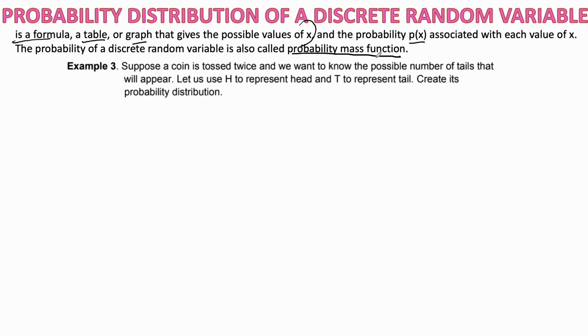We'll try to solve this example 3 and we will depict kung ano nga ba ang sinasabi doon sa definition ng probability distribution. Okay? So ito nga, suppose a coin is tossed twice and we want to know the possible number of tails that will appear. Diba? Nagawa na natin to kanina. Yung possible outcomes niya, diba meron tayong head-head, head-tail, tail-head, or tail-tail. Diba? At yung binilang nga natin, possible number of tails, no?